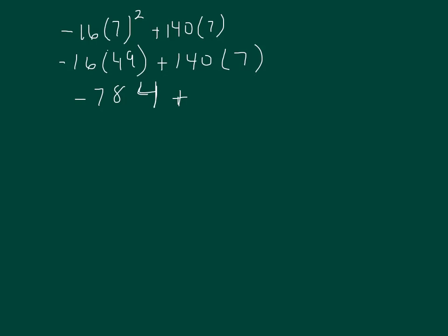Plus, I didn't cheat on this one: 140 times 7 is 980. So we've got negative 784 plus 980, so we're going to subtract those, and you're going to get positive 196 feet, I believe. It didn't tell you whether it's feet or not, but it would be feet high. Hopefully I did that right. Yeah, looks right to me.